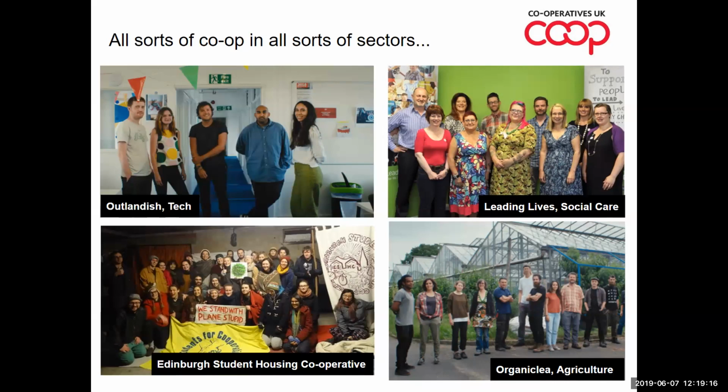And then finally, in the bottom right is Organically. This is an agriculture sector co-op, doing what it says on the tin, really, organic food and growing. But they don't just grow. They also do a whole range of educational and community activities to supplement their core growing, owned by the community. And again, just a really good example of what co-ops can do.